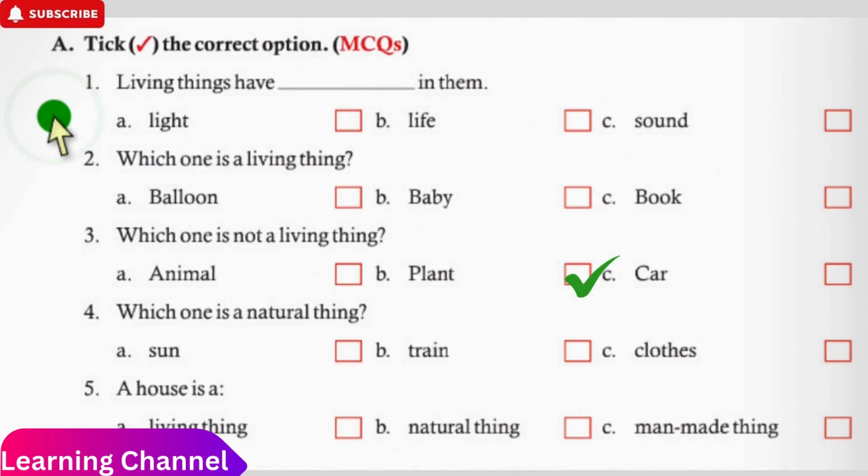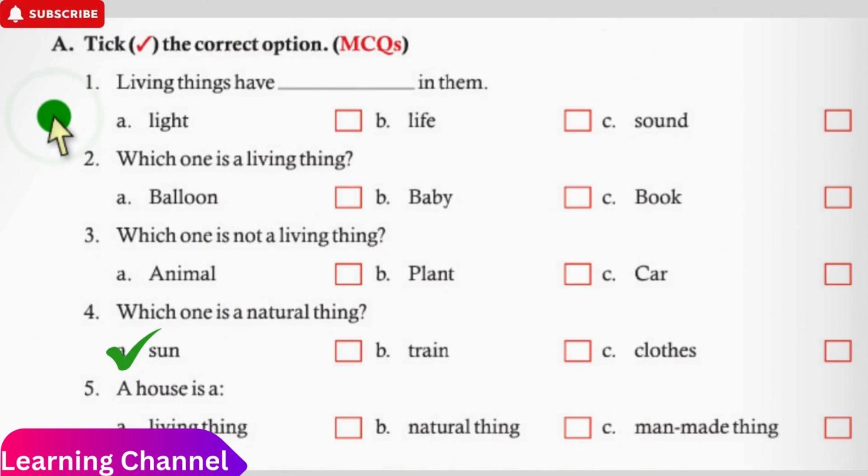4. Which one is a natural thing? Sun, train, clothes. The answer is sun.